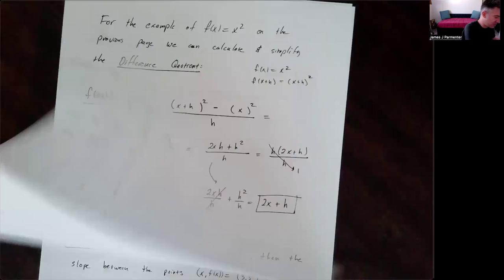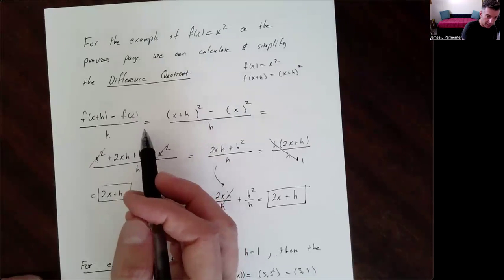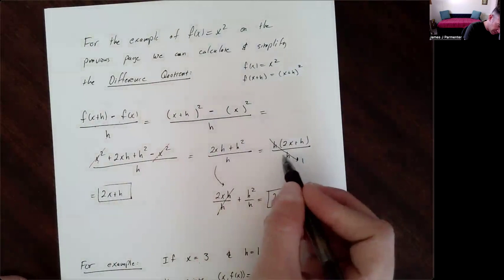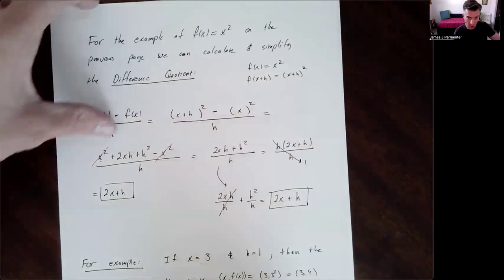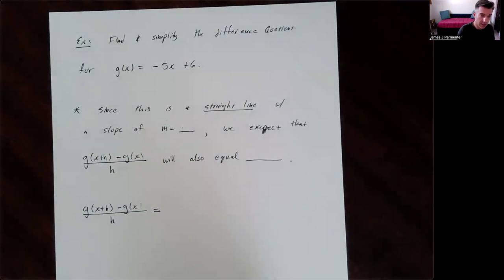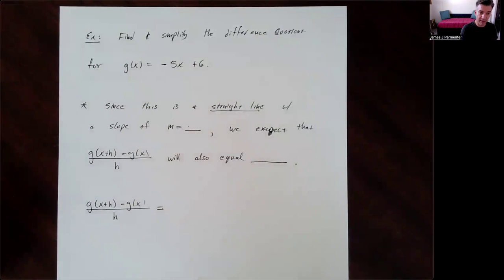Okay, a couple more examples. Really, this is the whole idea: you're taking this expression, plugging in your function, and then simplifying it as much as possible, specifically until you've canceled this h in the denominator. That h always has to go. Okay, so let's look at this next example. Find and simplify the difference quotient for g of x equal to negative 5x plus 6.